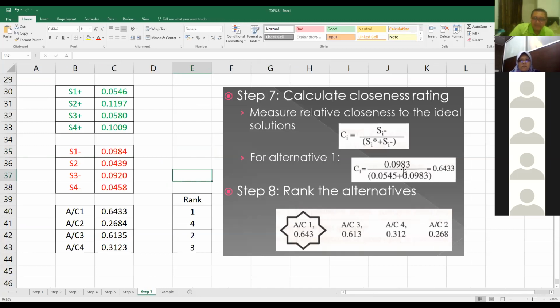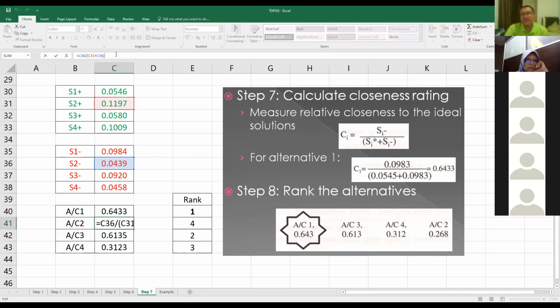We do this process. Okay, 0.0983 is S1 negative, divided by 0.0546 plus 0.0984 to get this value. And to get this particular value, you can see that this divide by this one plus this one. Okay, this is the formula up here.